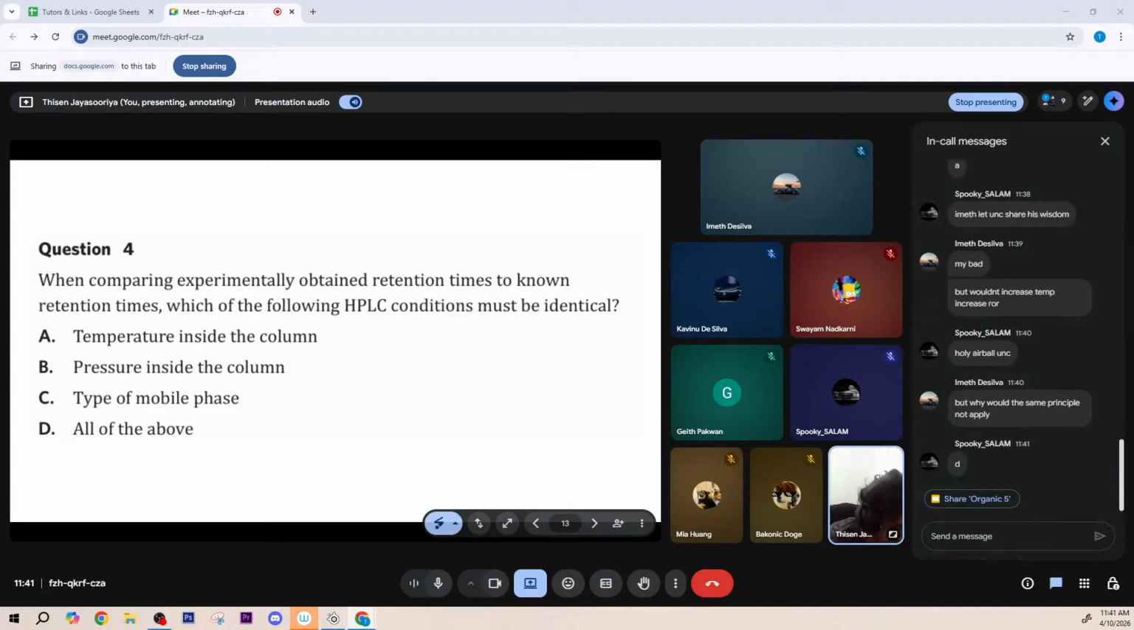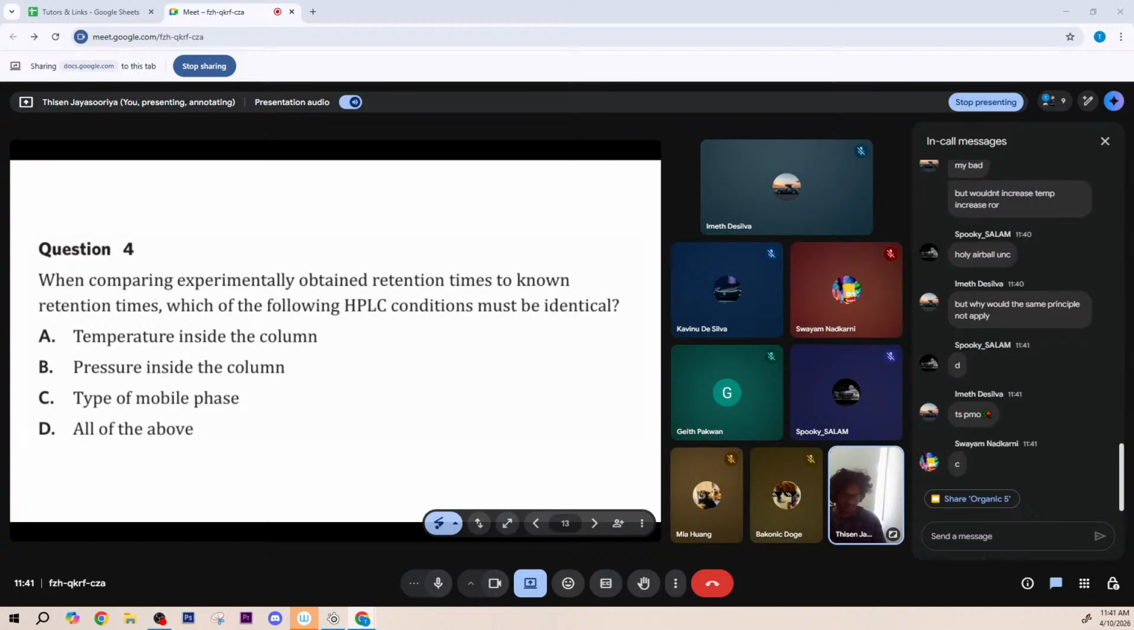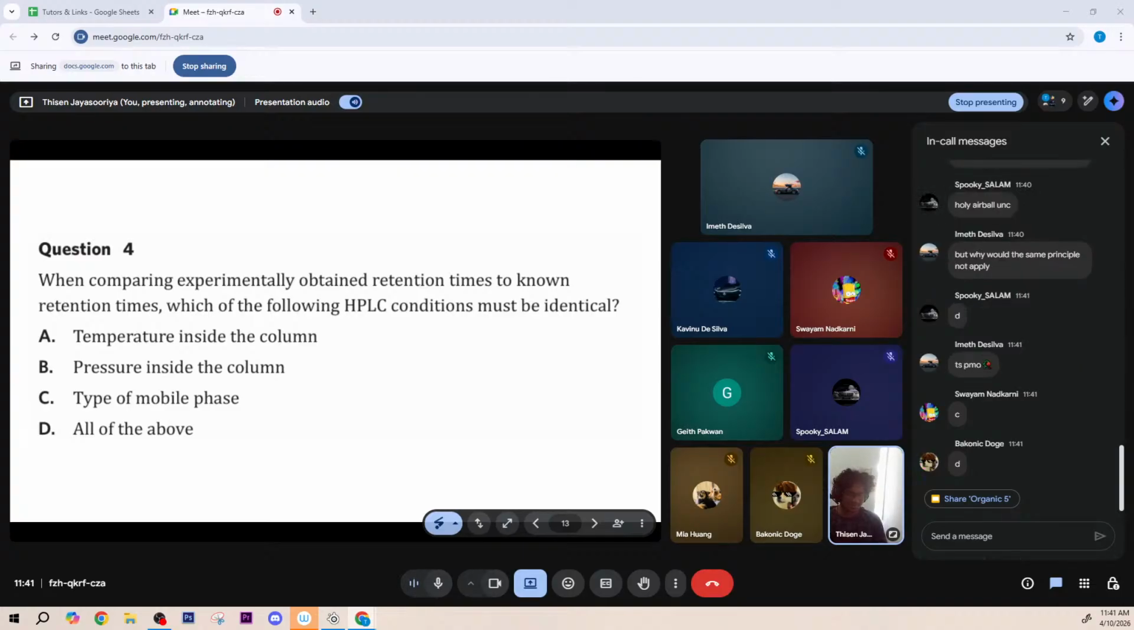We have one person saying D. Anyone else? Anyone else got any ideas? Anyone? You got some people saying C. Anyone else going to guess a D?